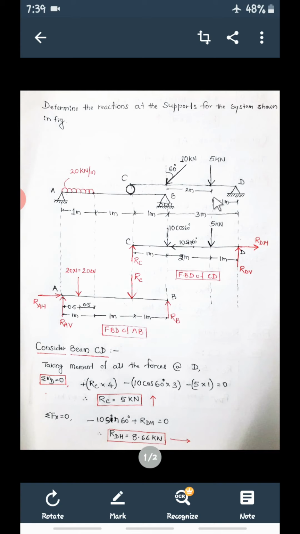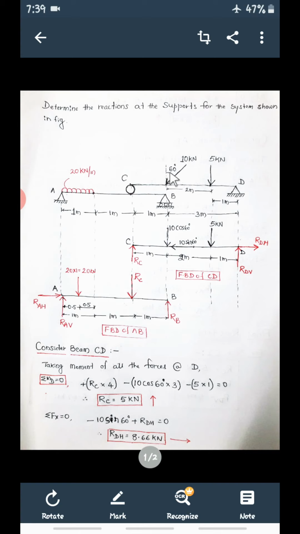So separate out the beam and draw this beam CD. This is C and this is D. CD is the beam we have separated from this. Now as usual you can show the loads first. Now see, this is the inclined load, and one more important thing is this angle is given. Not this horizontal angle. For this inclined load, this is 60 degrees. Now resolve this vertically and horizontally.